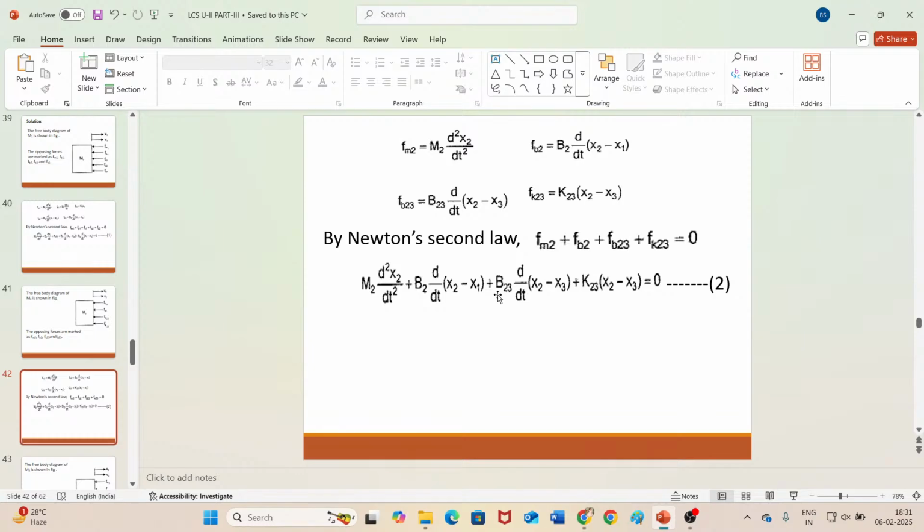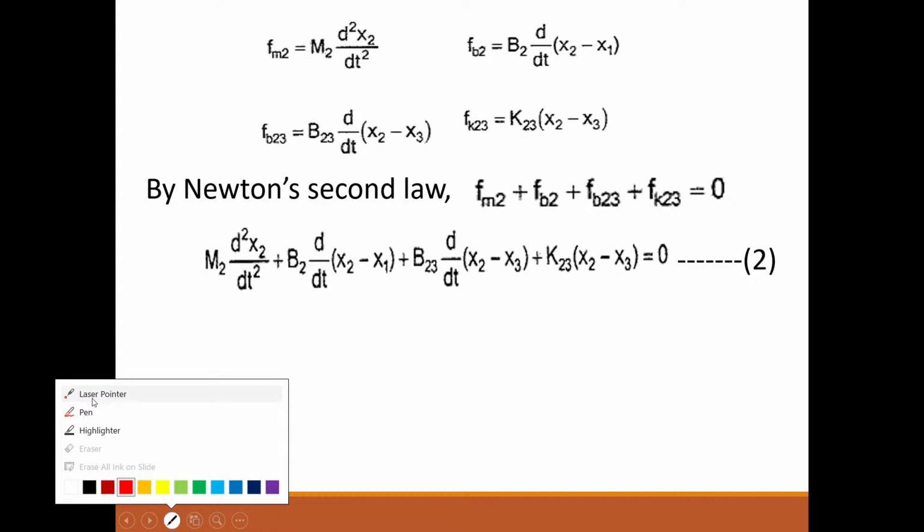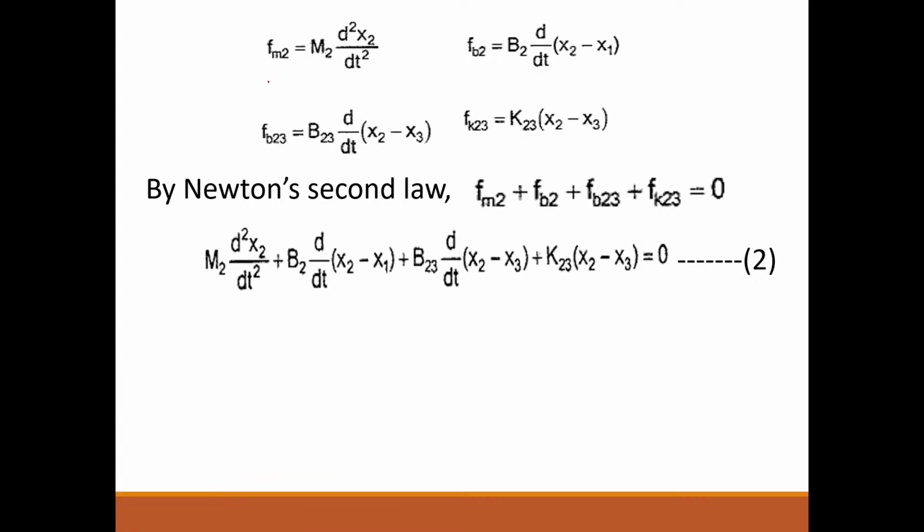So let us write down the force equation for each opposing force. This is Fm2. Fm2 is what? M2 d square by dt square x2. Fb2 is b2 d by dt of x2 minus x1. Why? Because b2 is between mass M2 and M1. Fb23 is b23 d by dt of x2 minus x3. Why? Because b23 is between mass 2 and mass 3. Fk23 is k23 into x2 minus x3. Why x2 minus x3? Because k23 is in between mass 2 and mass 3.